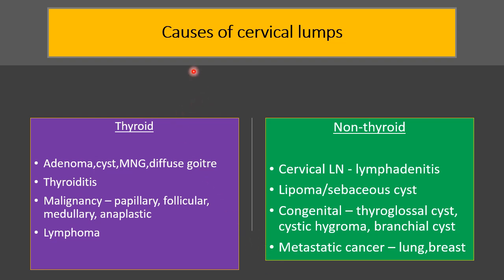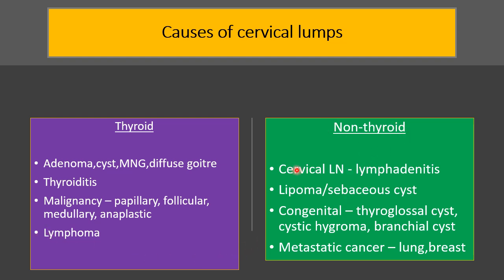Okay, what are the common causes of cervical lumps? They can be thyroid or non-thyroid, two large groups. More common will be the thyroid lumps, which consist of adenoma, cysts, multinodular goiter, or diffuse goiter. Thyroiditis, various forms of thyroiditis, malignancy, papillary, follicular, medullary, and anaplastic, and lymphomas, either primary or secondary involvement of the lymph nodes.